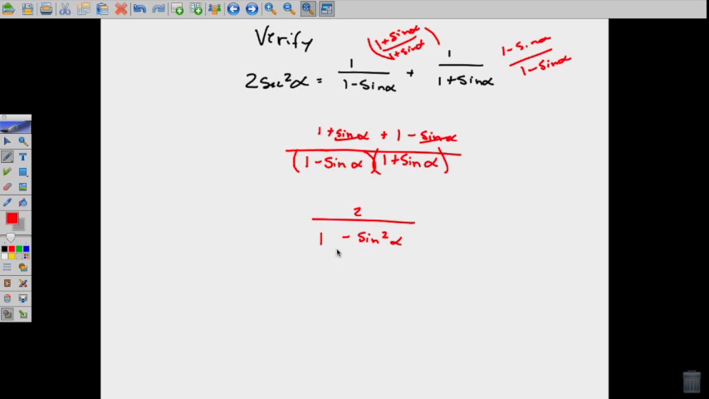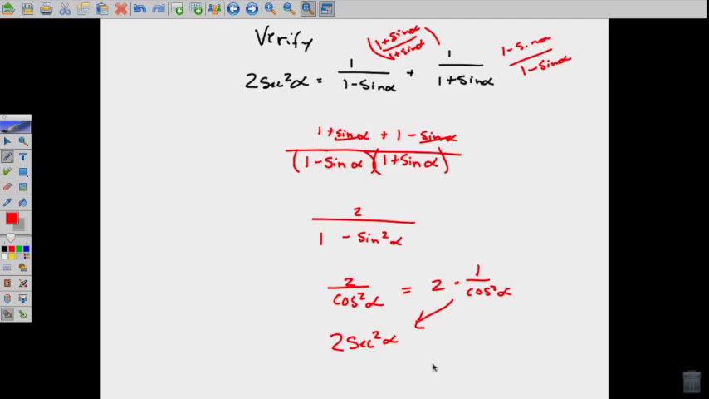Now again, this should start setting off alarms. 1 minus sine squared of alpha, that's got to be a Pythagorean identity. 2 over cosine squared of alpha. In fact, it is. I have changed the denominator from here to here. Now all I have to do is rewrite. What is that thing that's a reciprocal to cosine? Oh right, it's secant. So if I don't want cosine in the denominator, I'm going to change it to secant squared, and the 2 will just multiply it. Because this is the same thing as 2 times 1 over cosine squared of alpha, which changes to that.